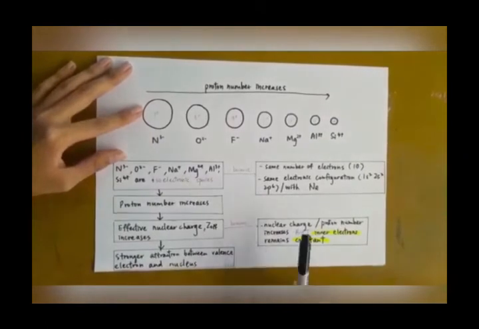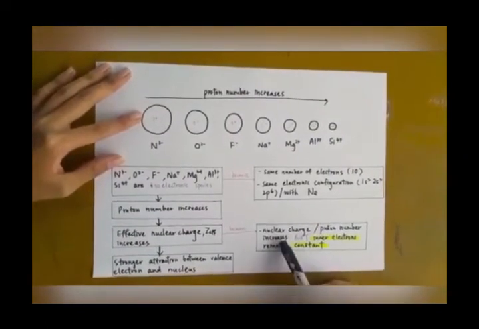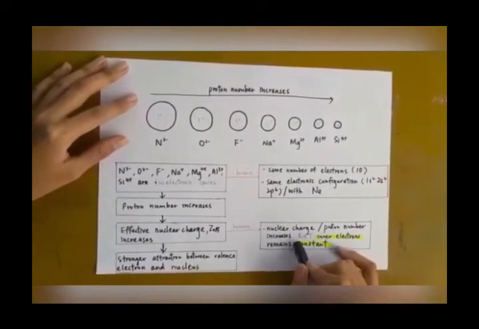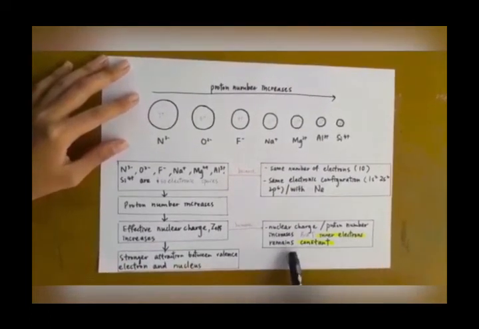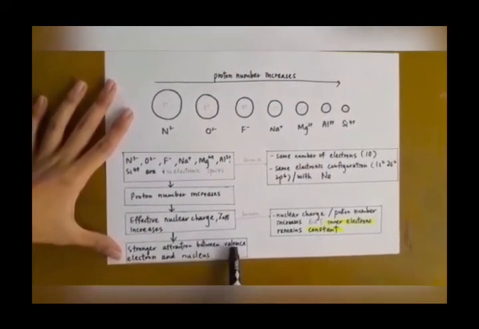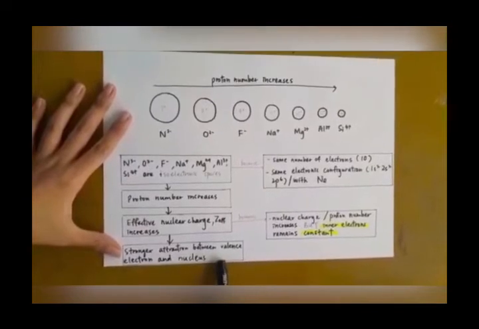This is because the nuclear charge, or the proton number inside the ions, will increase, but the inner electrons will remain constant. So it will cause stronger attraction between the valence electrons and the nucleus.